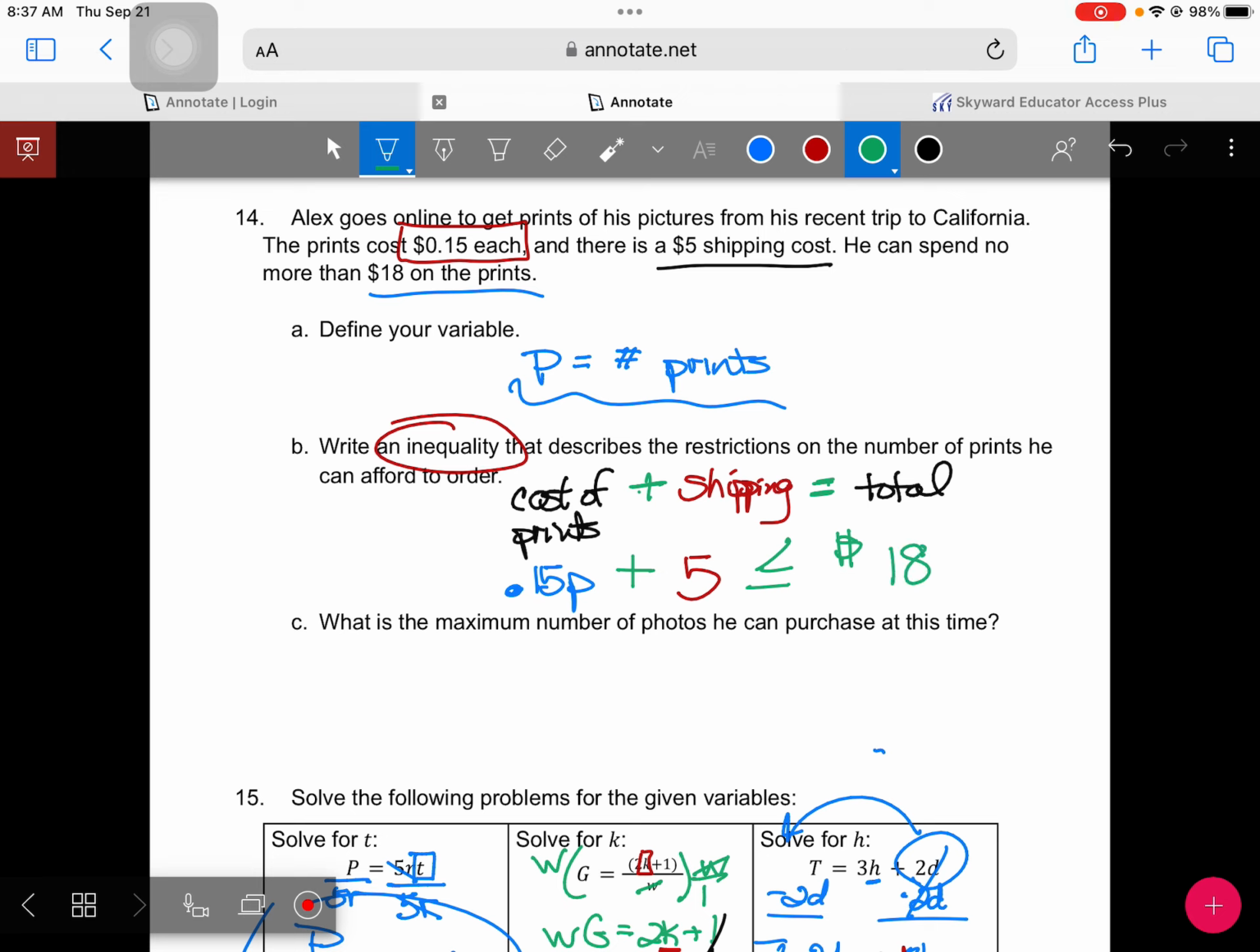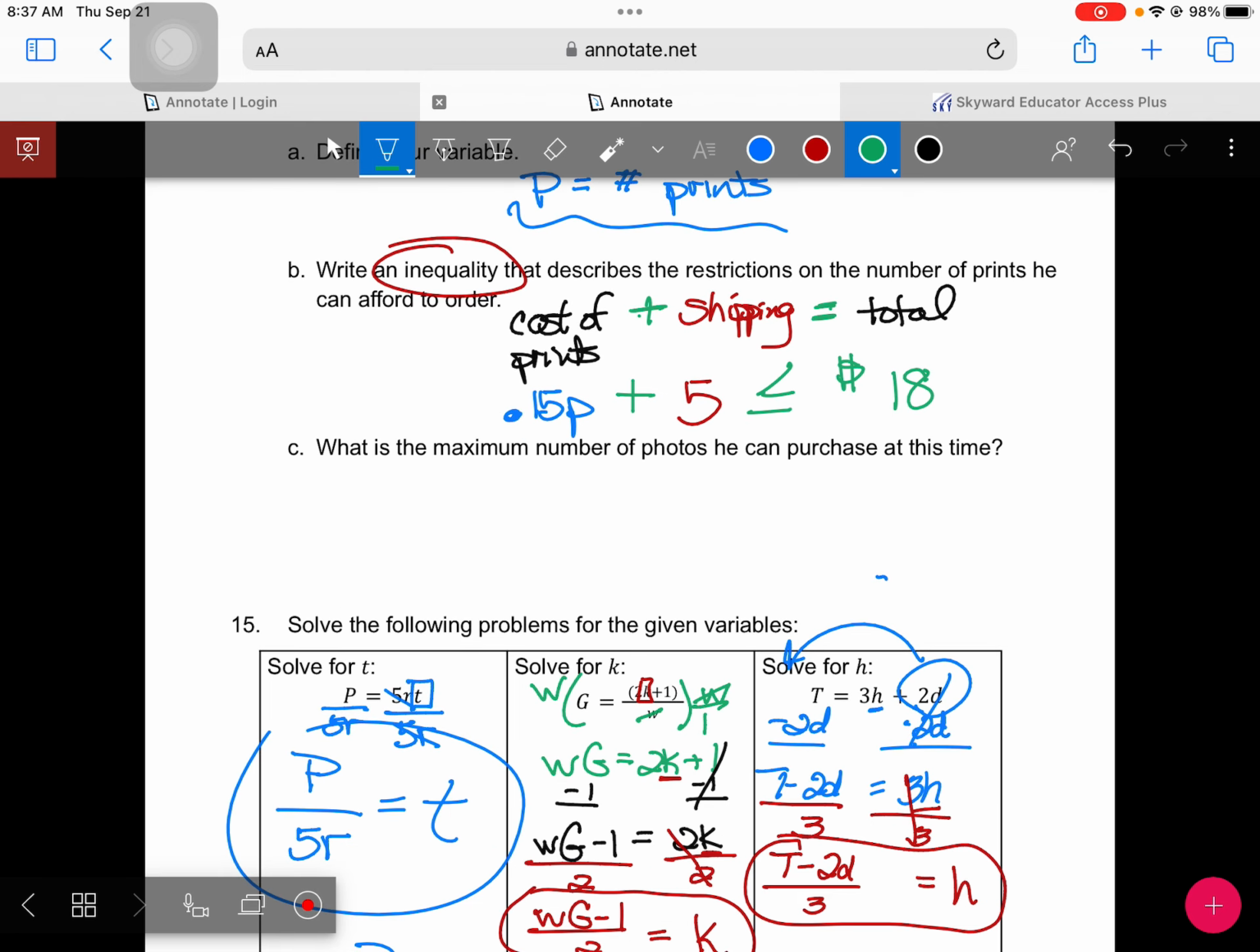Dollars. Oh, dollars. I always thought you said something times X. I was like, X? There's no X in there. Okay, so there's my inequality.